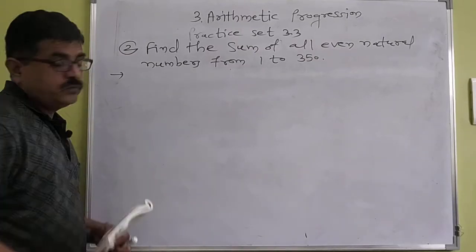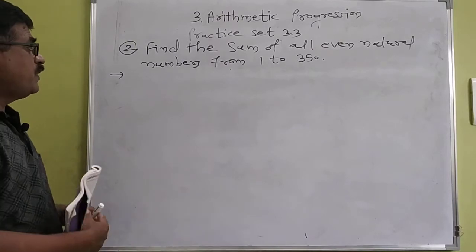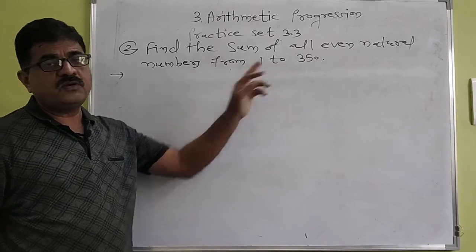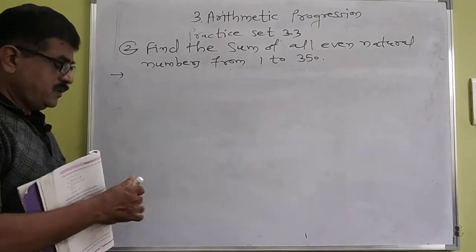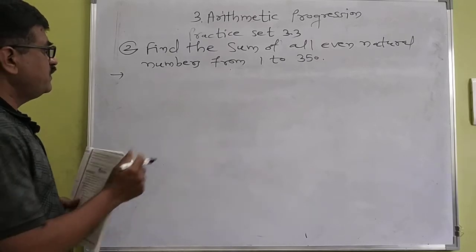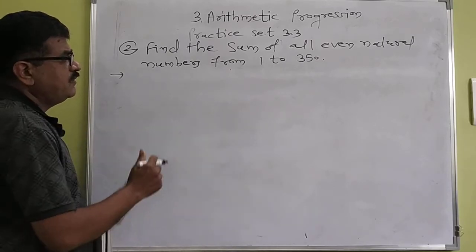Now question number 2. Find the sum of all even natural numbers from 1 to 350. Now we have to find the sum of numbers 1 to 350. First write down the given.